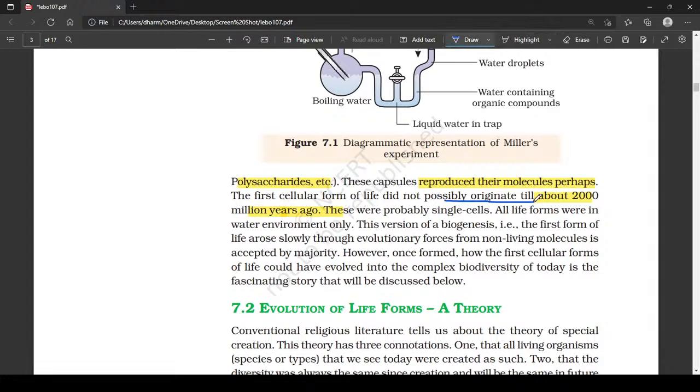First cellular form. These were probably single-celled. All life forms were in a water environment only. This version of biogenesis, that means the first form of life arose slowly through an evolution process from non-living molecules, is accepted by the majority. However, once formed, how the first cellular forms of life could have evolved into the complex biodiversity of today is the fascinating story to be discussed below.